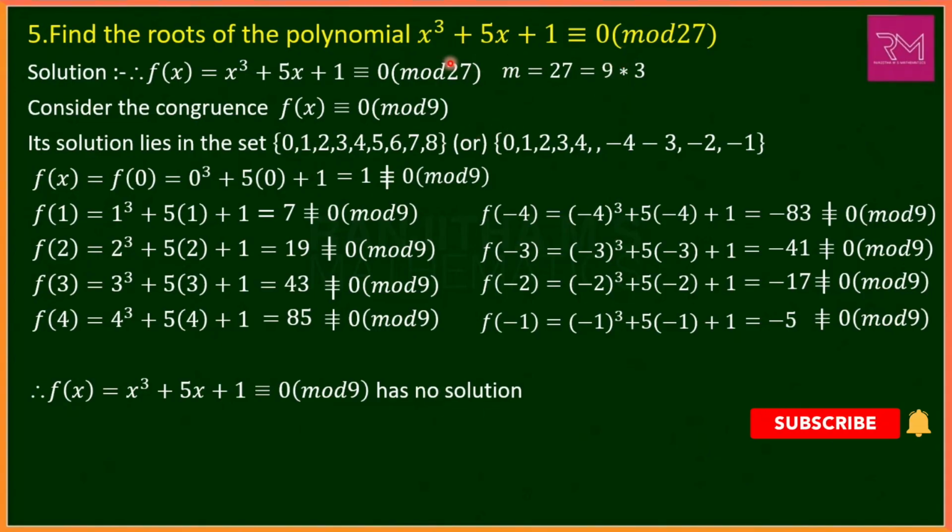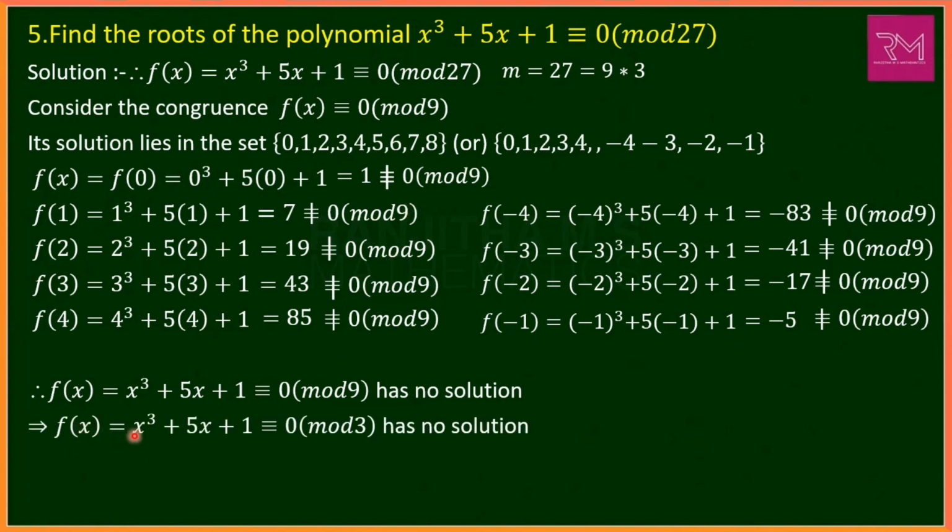Under modulo 9, the polynomial congruence has no solution. Next, we need not take the case for 3, because here m is 3, which means the solution set contains the values 0, 1, 2. So 0, 1, 2 is also present in the solution set for m equal to 9. So there is no need to take 3, because if we substitute x is equal to 0, 1, 2, for these 3 values also the congruence is not satisfied. Hence we can conclude that f of x is equal to x cube plus 5x plus 1, congruent to 0 mod 3, also has no solution.